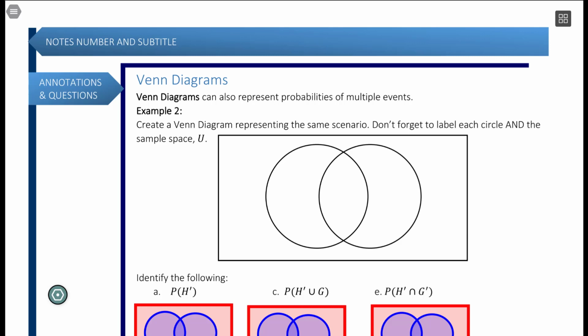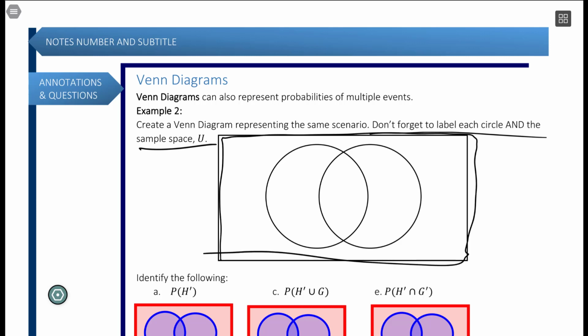Okay, so let's go ahead and use the same example that we did. Let's create a Venn diagram using that same scenario. And we want to make sure that we label each circle and the sample space U. This is a huge requirement. Whenever you are asked to make your own Venn diagram, you have to make sure you include that sample space, which is the rectangle here. You have to draw that rectangle. If you don't include the rectangle, then you haven't included the universal set, and we can't say that you have adequately answered the question. Okay?